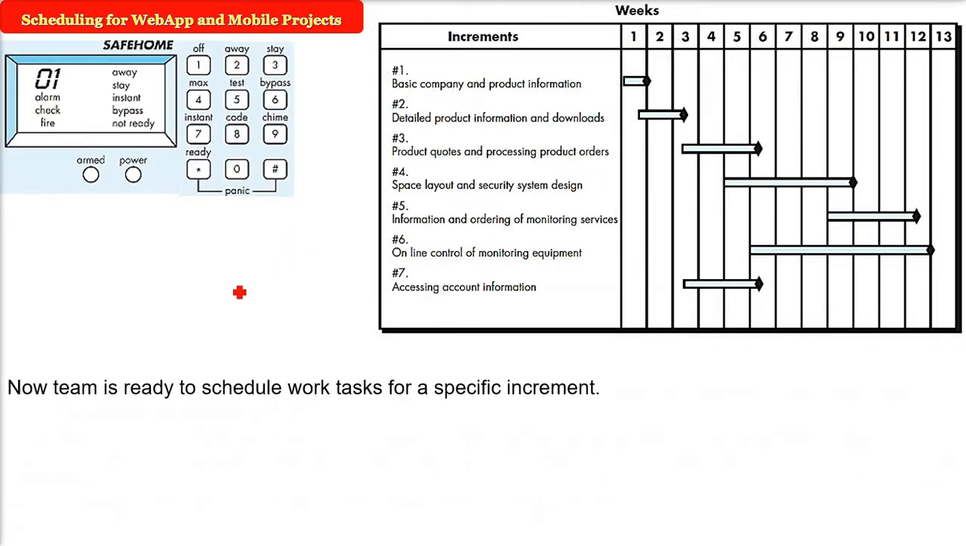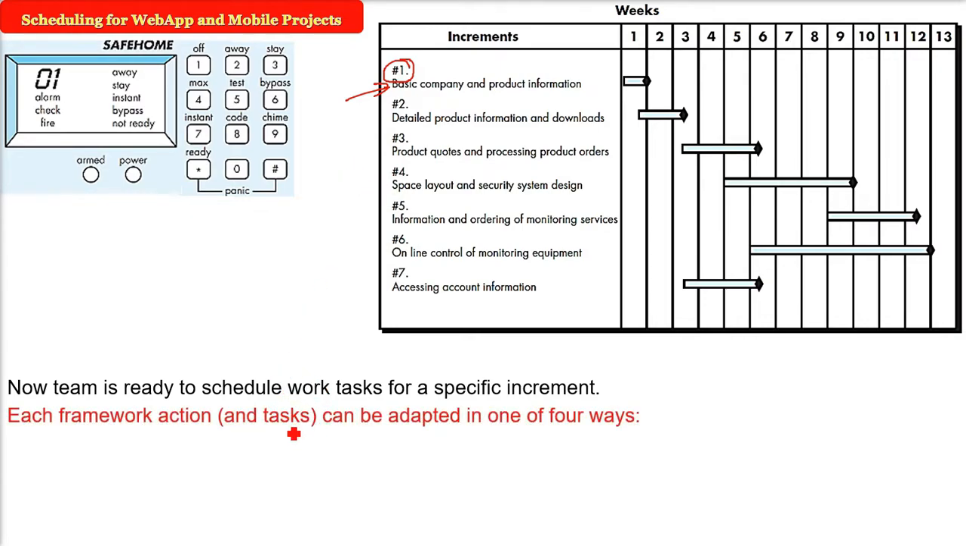So now the team is ready to schedule work tasks. For every increment, we have to find out the tasks. How many tasks are required to actually complete this increment? Each framework action and task can be adapted in different ways, one of 4 ways actually. You have chosen a task and this is applied. You have finalized it and applied.